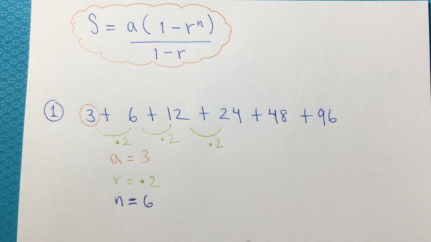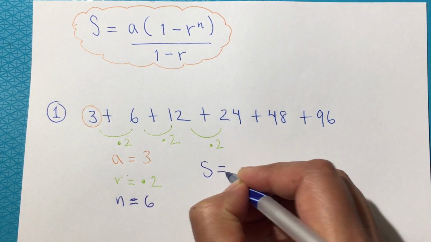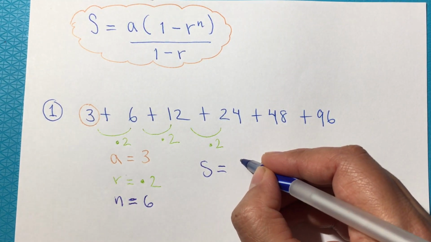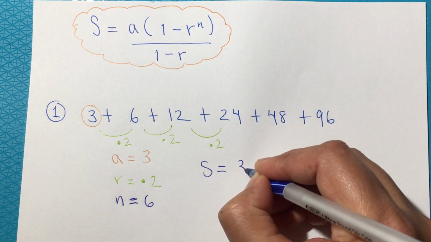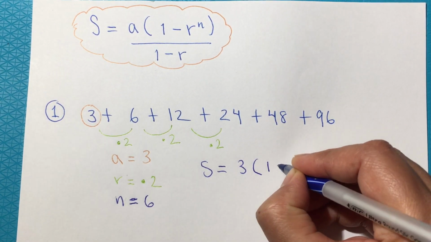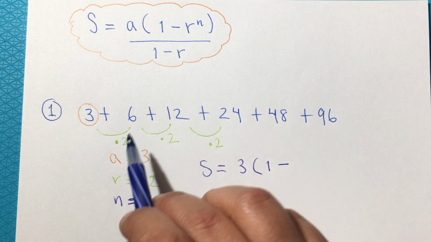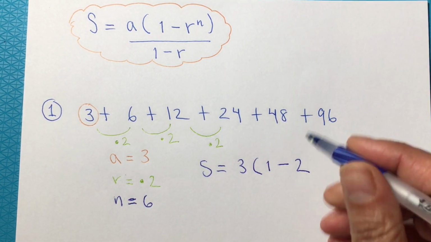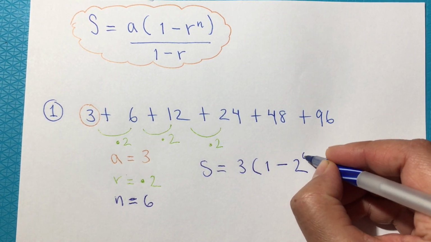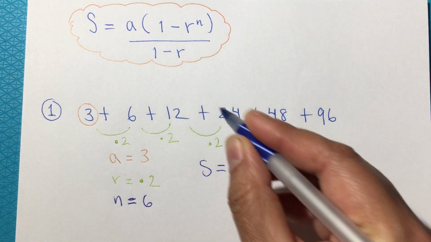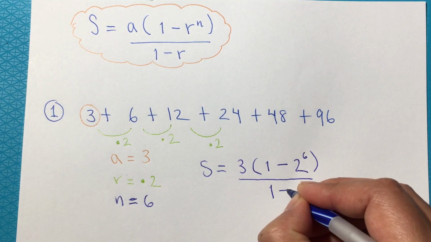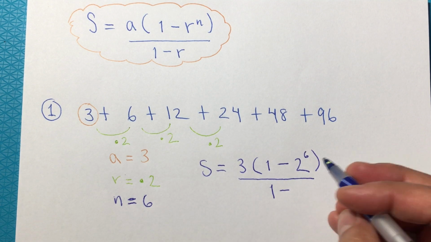Okay, so now let's find the sum. The sum is equal to the initial point. So the initial point is 3 times 1 minus the ratio, which is 2 to the 6th power, all divided by 1 minus the ratio, which is 2.